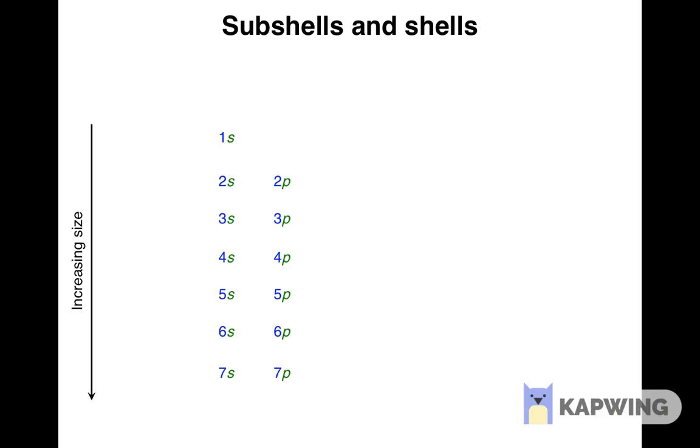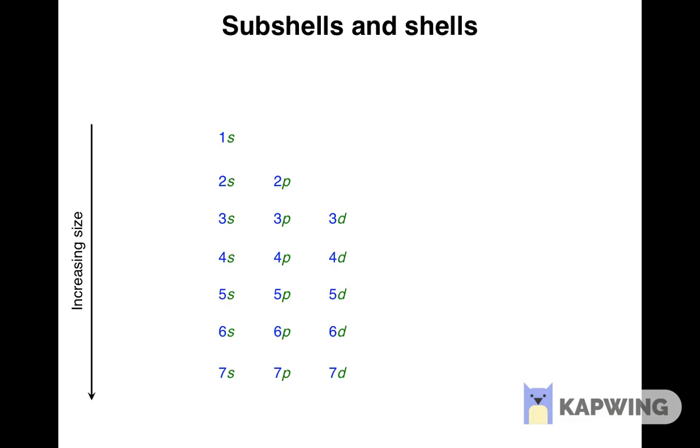A d subshell consists of 5 orbitals. The subshell that consists of the 5 smallest d orbitals is referred to as 3d. The subshell that consists of the 5 second smallest d orbitals is referred to as 4d. The subshell that consists of the 5 third smallest d orbitals is referred to as 5d, and so on. There are no 1d or 2d subshells.